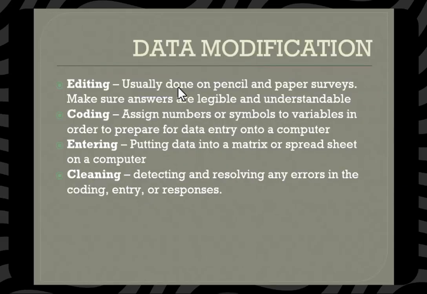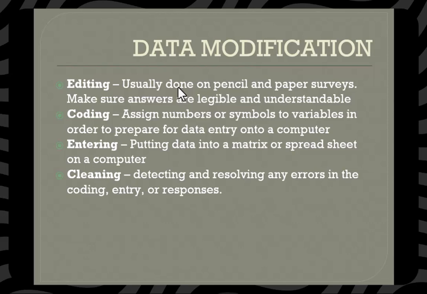Before data analysis can begin, we first need to be able to do what is called data modification. This includes editing, coding, entering, and cleaning. Editing is usually done with paper and pencil surveys where we need to make sure that the answers are legible and understandable, but also may need to happen in computer surveys and other forms of data collection where we need to double check what respondents have put down.